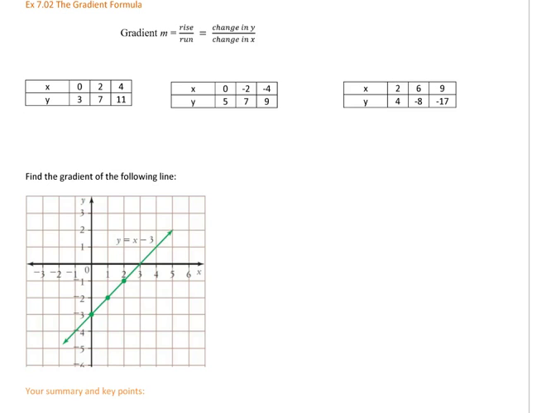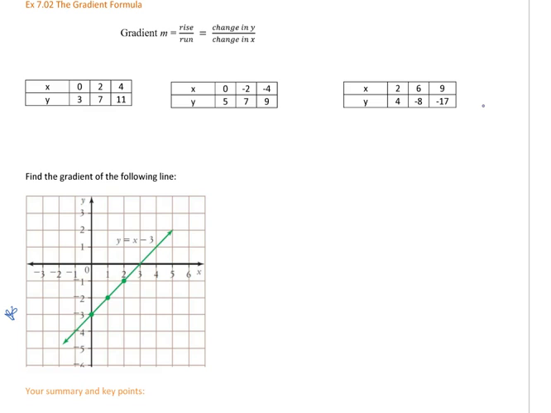In exercise 702, the emphasis is going to be on calculating the gradient of a linear function. You've heard me say that a linear function can be represented in three ways. Either the linear function may be graphed, as you can see here, or the linear function may be given as values in a table, as you can see here. There are three examples of tables. So from either one of those, the table or the graph, it's possible to calculate the gradient.